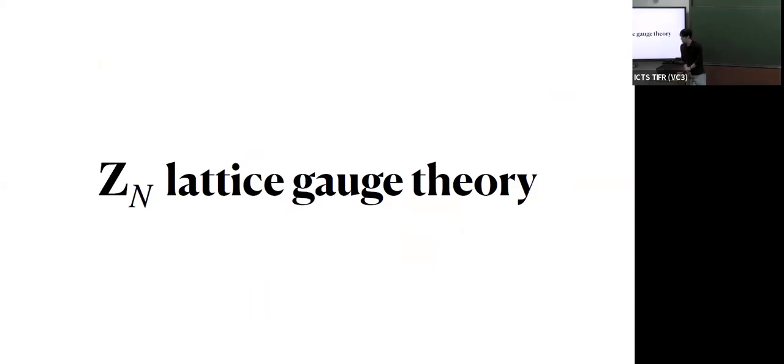So I'm going to spend quite a bit of time talking about Zn lattice gauge theory. I'll do this because this is the simplest context in which I can answer this question. And also, the Zn lattice gauge theory is essentially like the Ising model for this symmetry. It is the simplest possible model in which you can impose the symmetry principle. So I will talk about this in quite a bit of detail.